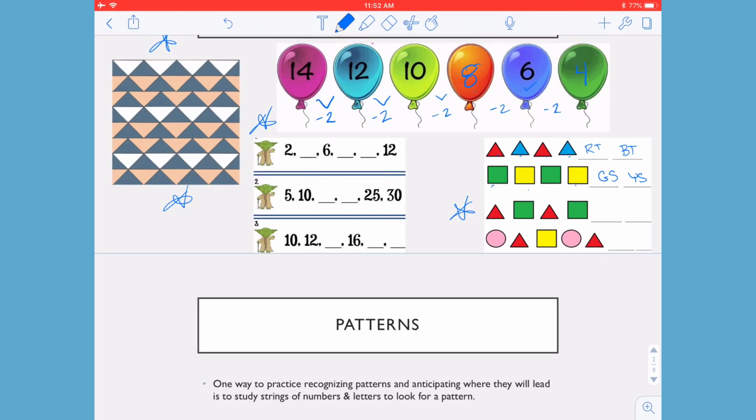One way to practice recognizing patterns and anticipating where they will lead is to study strings of numbers and letters to look for a pattern. So I encourage you to flip to page 112 of your book and to work on numbers 1 through 8. I think that's a really good section to work on within your textbook while working with patterns.